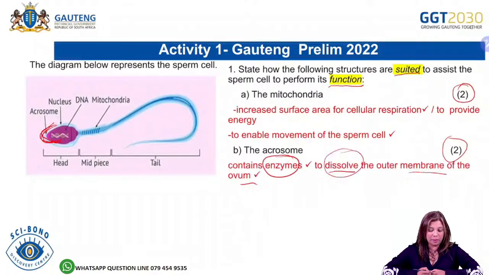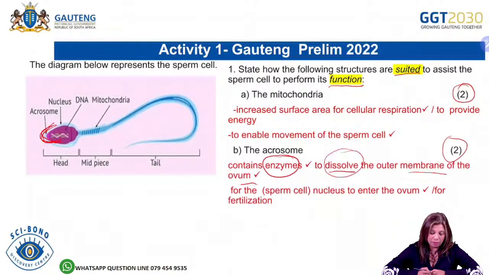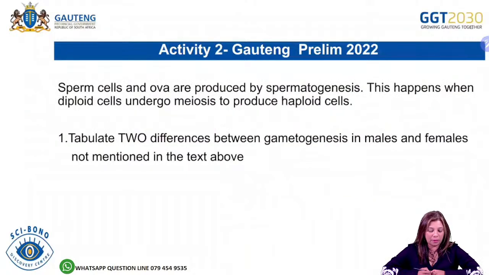Okay, so this question was in last year's prelim in Gauteng. And then the other function and structure of the acrosome is for the sperm cell or the nucleus to enter the ovum for fertilization. We know this because fertilization needs to take place so we can have a diploid zygote. Okay, so that is activity 1.